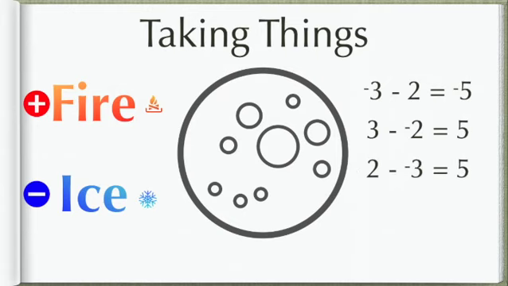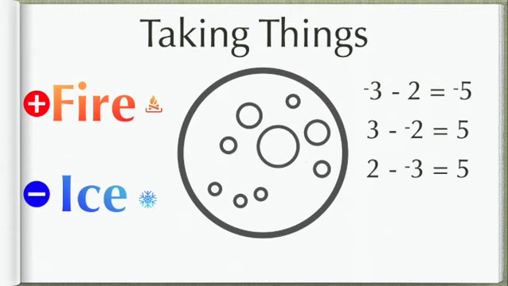What if I have positive 2 take away negative 3? So I have 2 fires. I'm supposed to take away 3 ice. How many zeros am I going to have to add? I need to take away 3 ice, and there isn't any ice in there. So I'm going to need 3. Now I have 3 ice that I can take away, and there are 5 fires that remain.